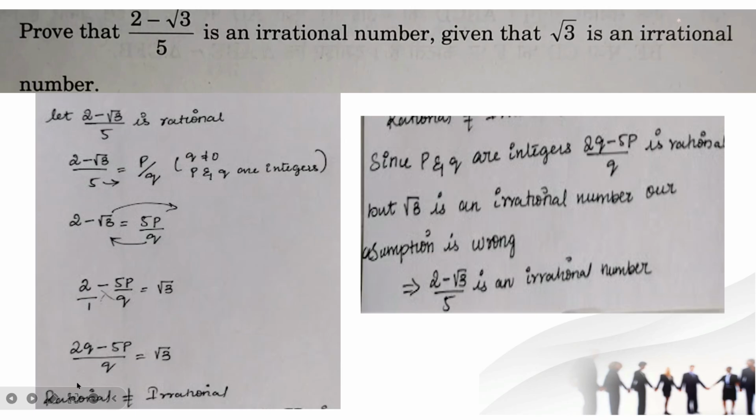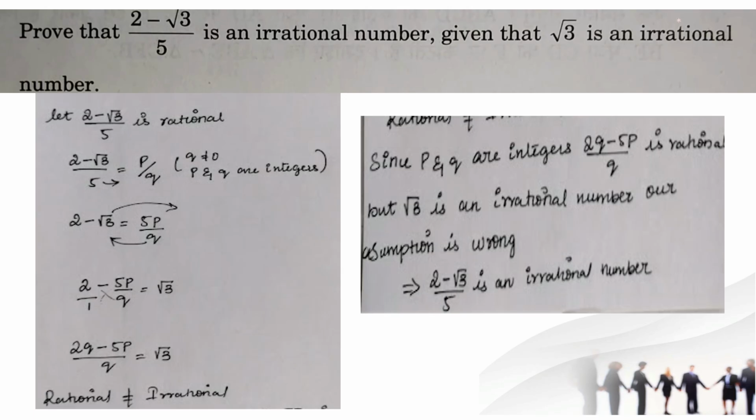See, it is a rational number. They already said root 3 is an irrational number. How could a rational number be equal to an irrational number? It's not right. So our assumption of taking 2 minus root 3 by 5 as a rational number is wrong, because it is an irrational number. That's all. Very simply we can prove.